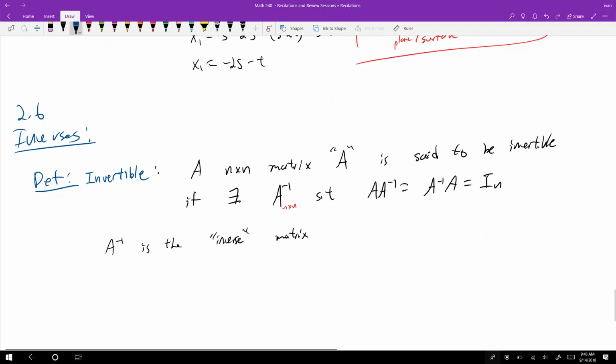So invertible, this is an adjective. All right, so we're doing some English in math class today.